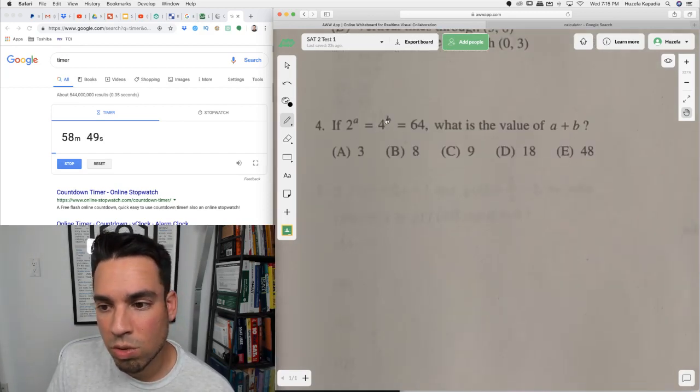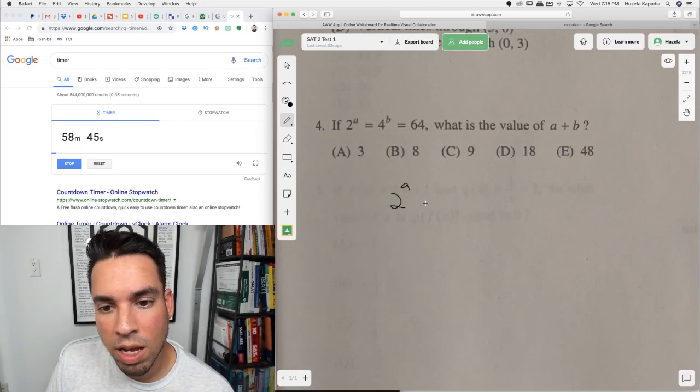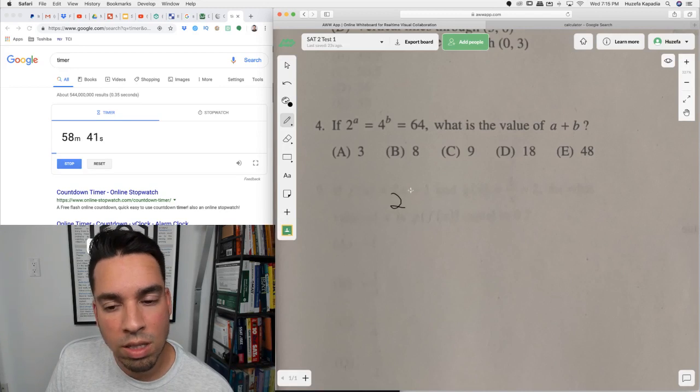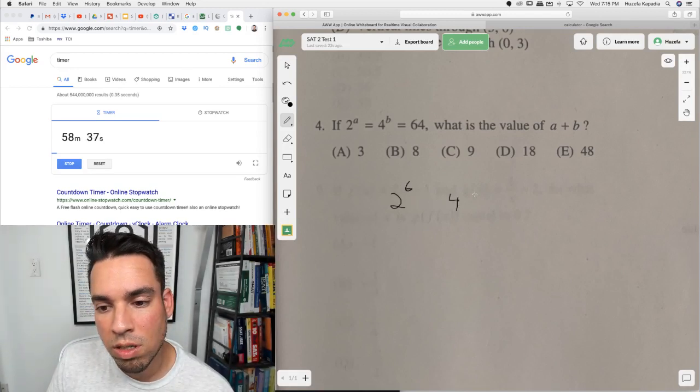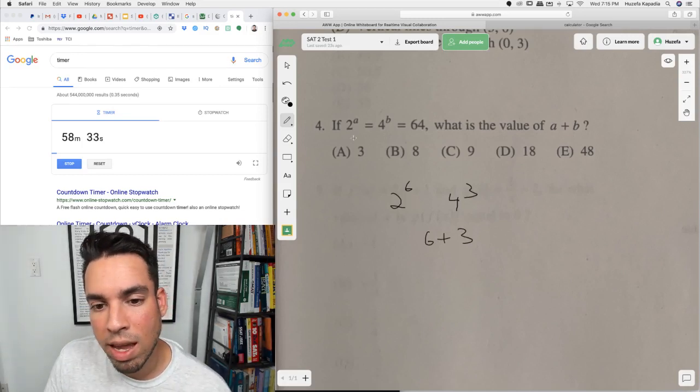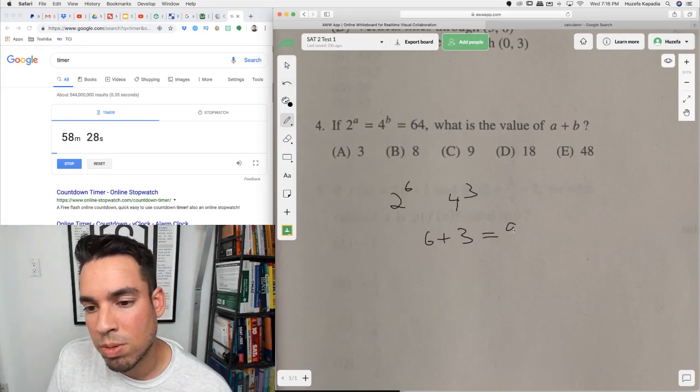Next, we have this equals this. What is the value of a plus b? Okay, check this out. Immediately, I'm going to say 2 to the a equals... Okay, actually, what am I talking about? This is pretty easy. 2 to the 6th power is 64. 4 to the 3rd power is 64. So it's 6 plus 3. A is 6. B is 3. And that is a plus b is 9.